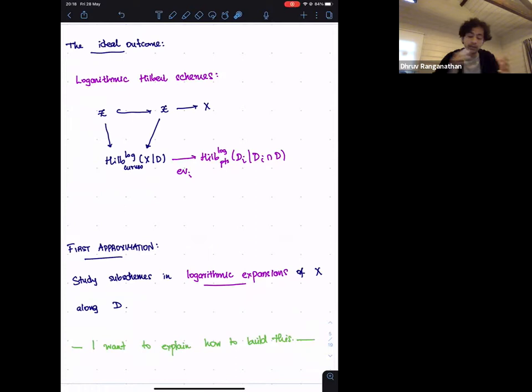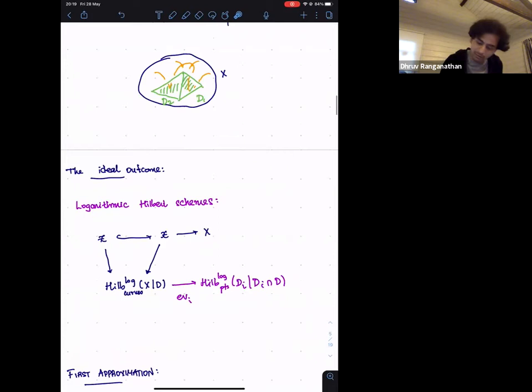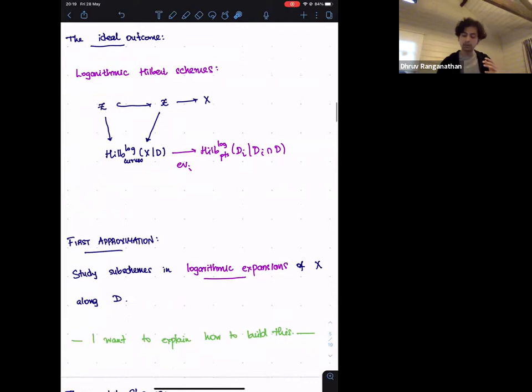In a perfect world, there would be some kind of God-given moduli space, which I would call the logarithmic Hilbert scheme of curves. And it would come with evaluation maps to the logarithmic Hilbert scheme of points on a surface. And just to put the picture in mind, if I have a simple normal crossings divisor, every component in the boundary inherits another simple normal crossings divisor on it, right? Just by intersecting with the rest of the stuff. Okay, good. So that would be my ideal outcome.